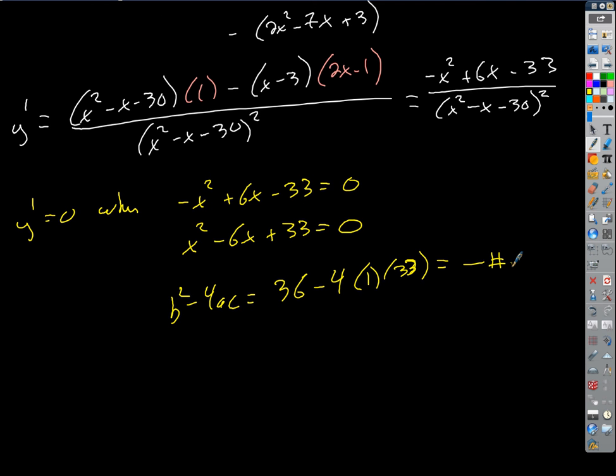So we don't have any zeros of the derivative. So are there any critical numbers? No. Are there any extrema? No. No, there aren't.